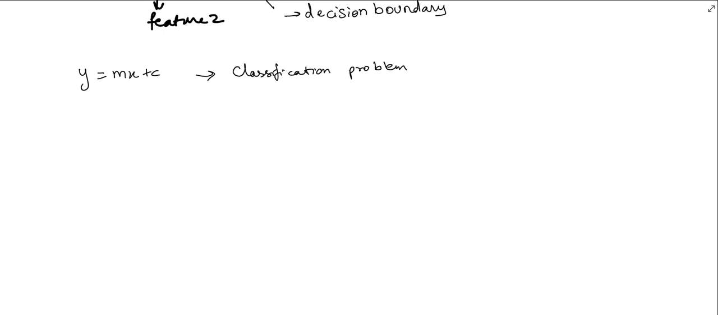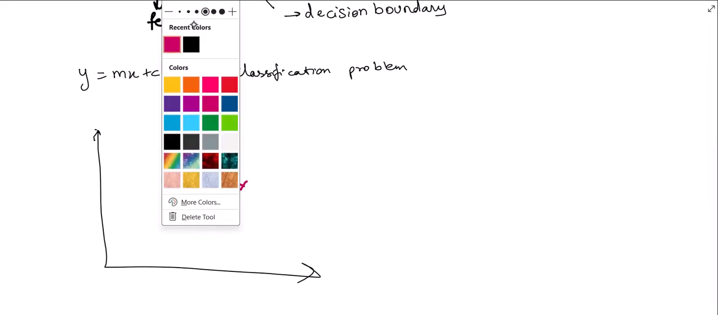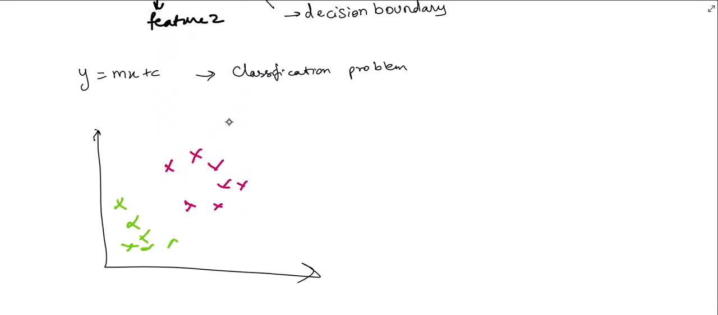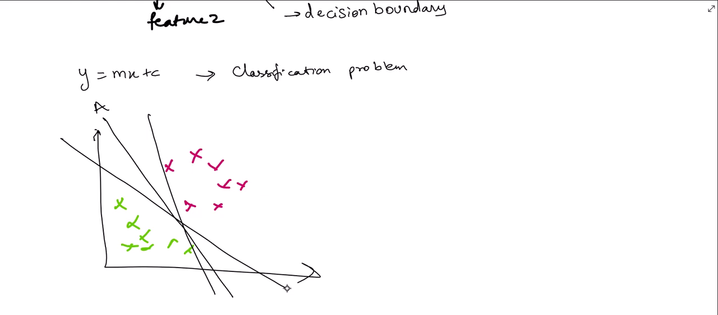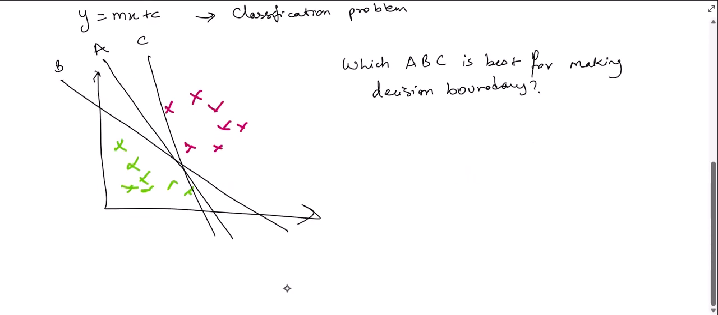So let's say we have something like this, some data points here, and some data points here. So which line? Let's say these are lines A, B, C. Which line among them is best for decision making, as a separator or decision boundary? Please comment on these things. You will get the habit and you will learn more. And why do you think A or B or C? Please comment that in the comment section.